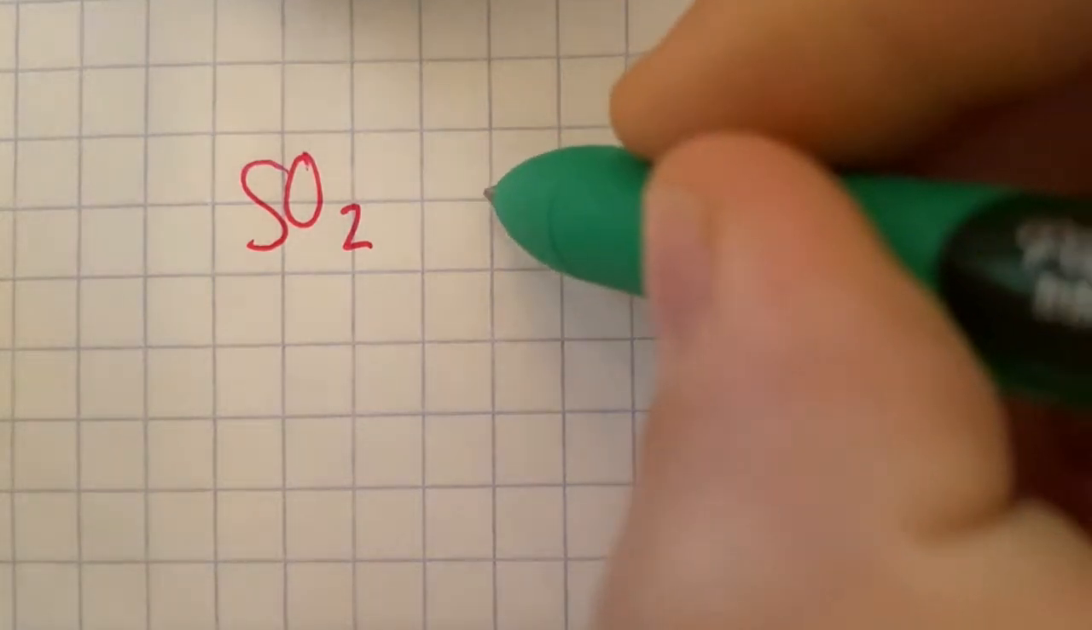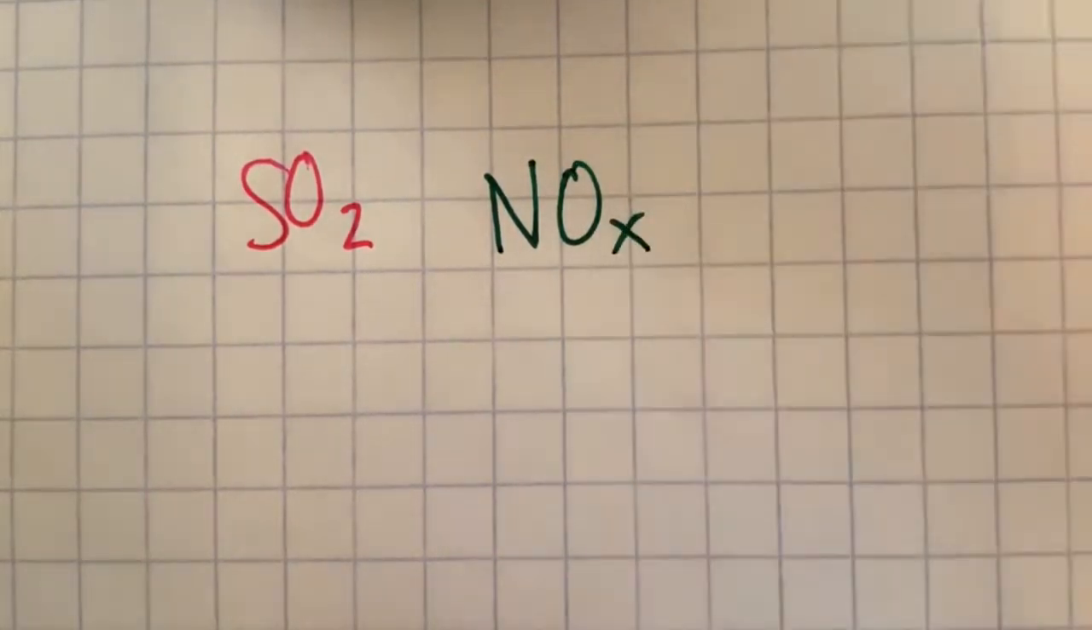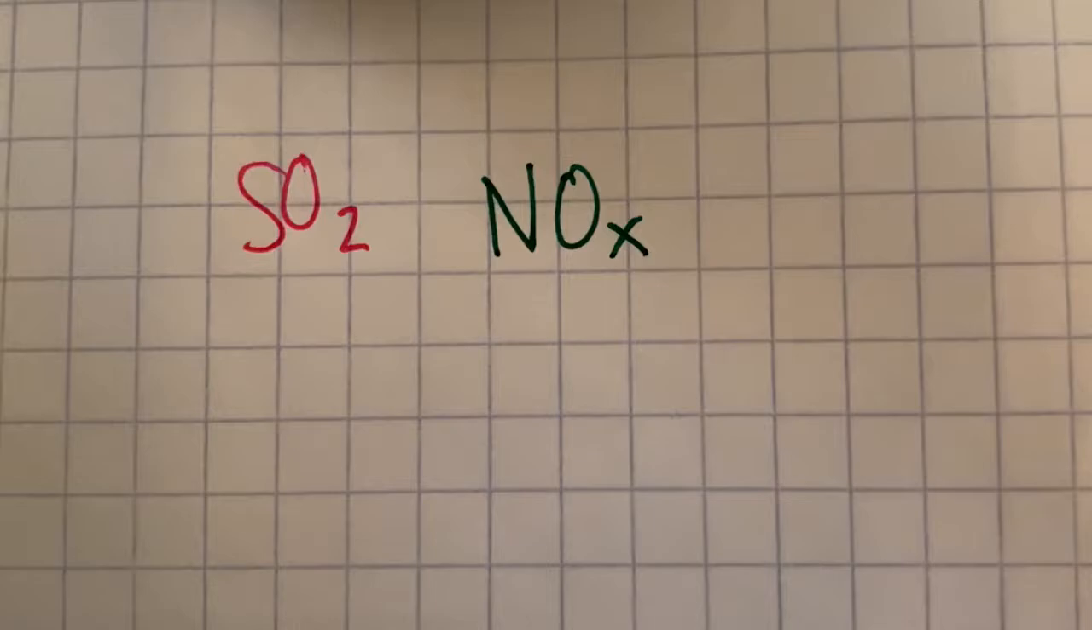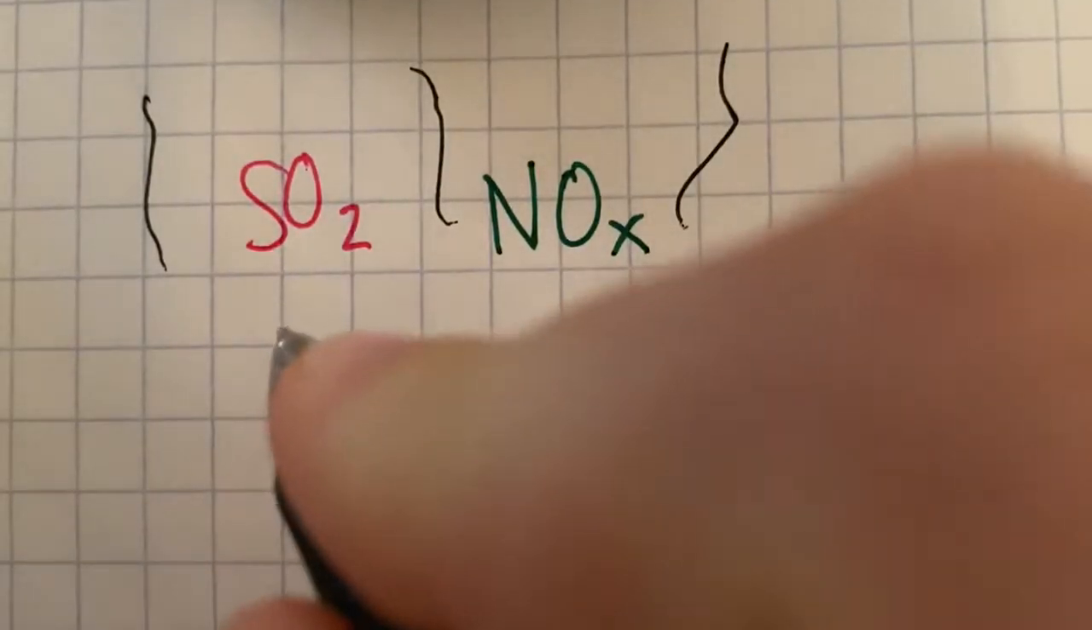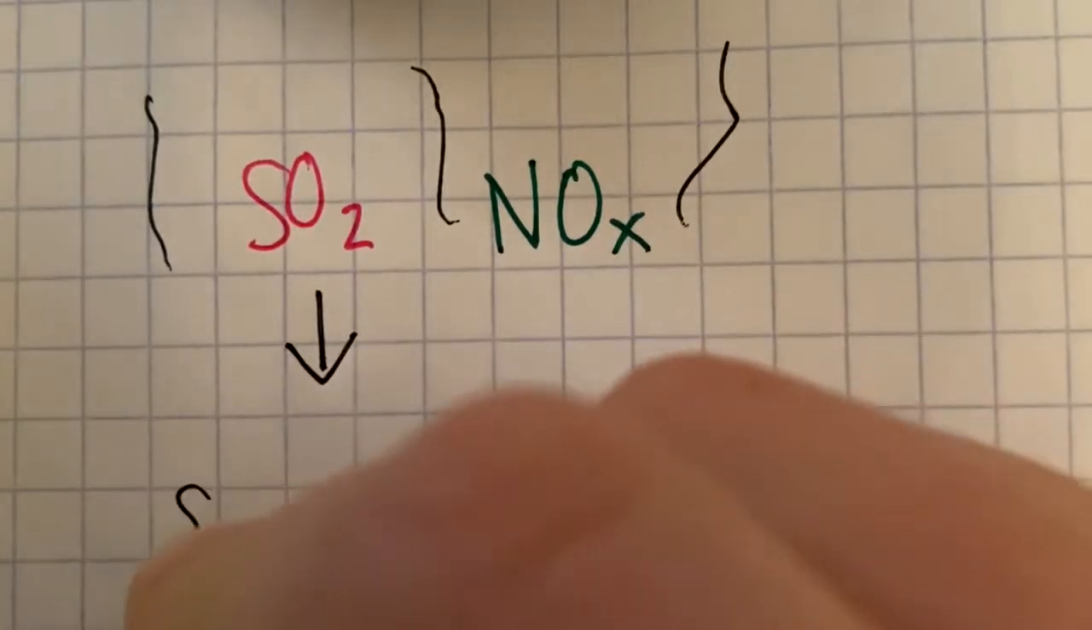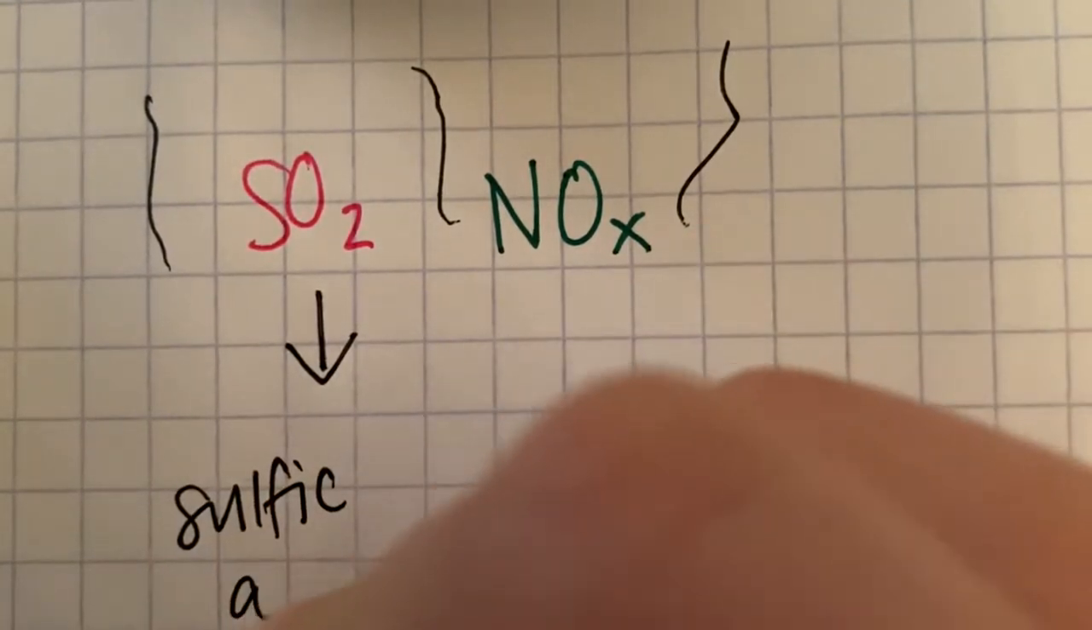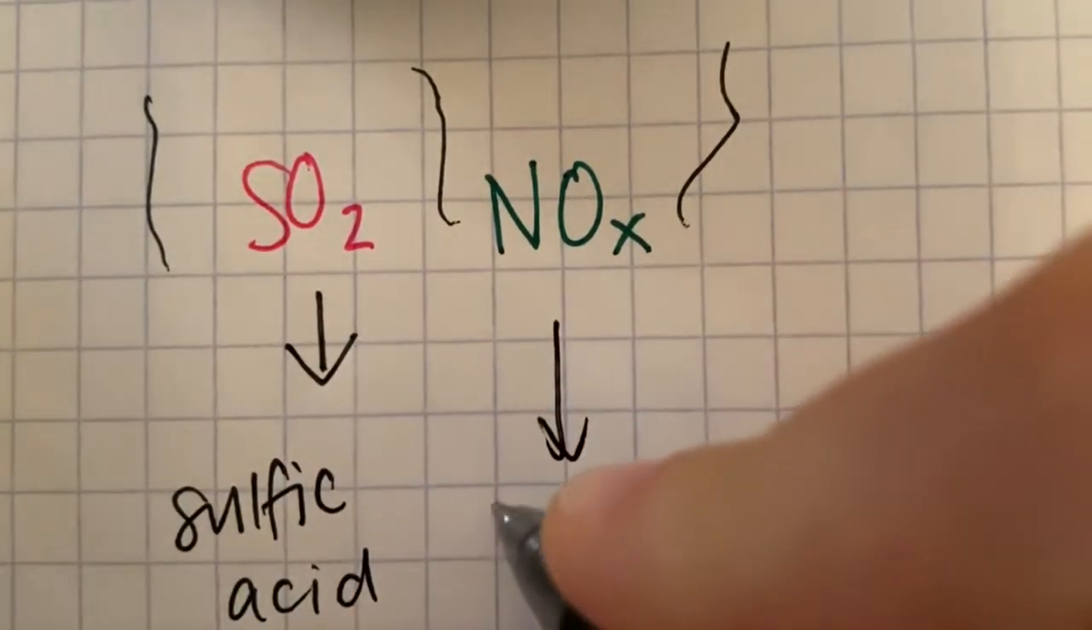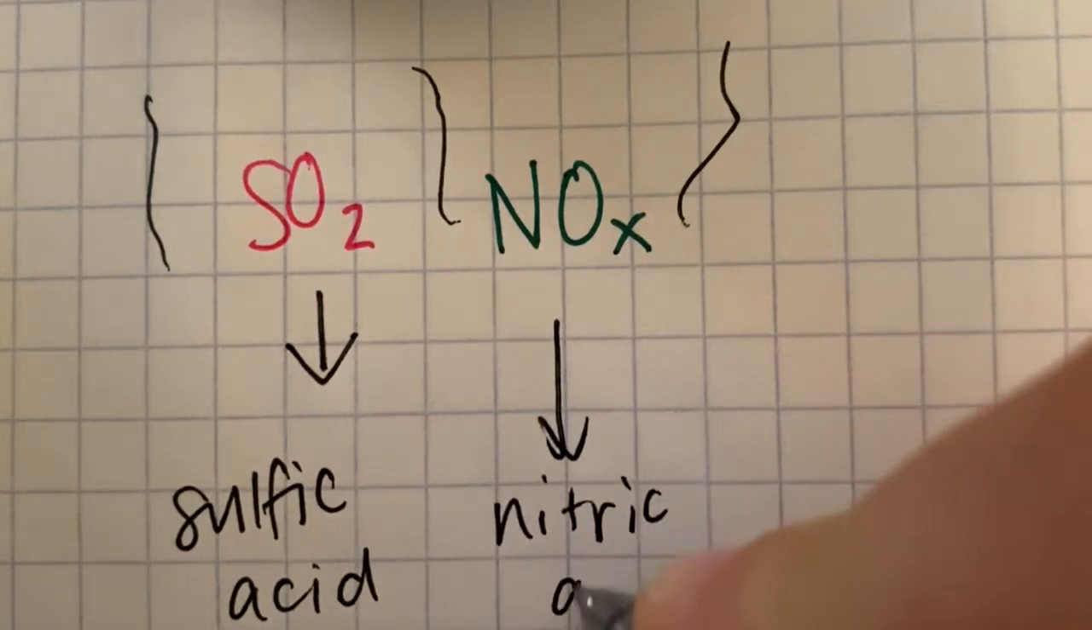Let's begin by asking the question, what is acid rain? Acid rain results when sulfur dioxide and nitrogen oxides are emitted into the atmosphere. Once they are in the atmosphere, the polyatomic ions react with other chemicals in the atmosphere to create sulfuric acid and nitric acid.